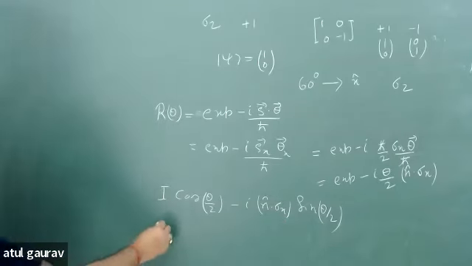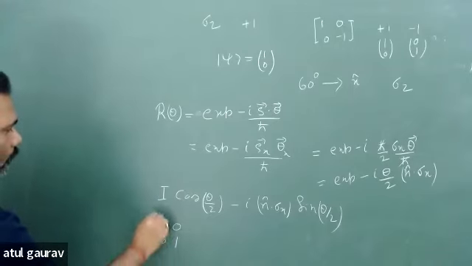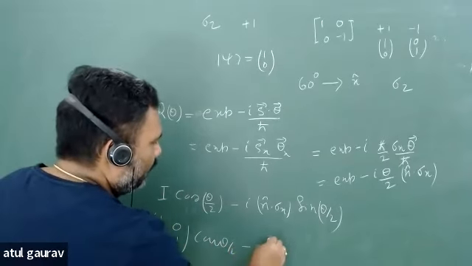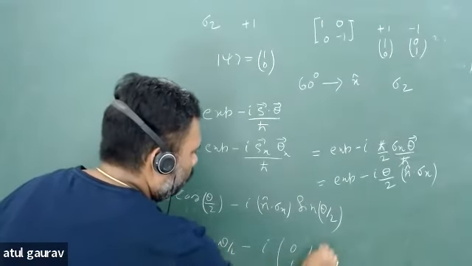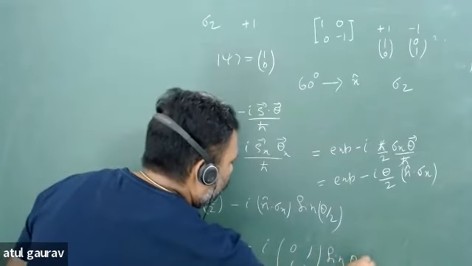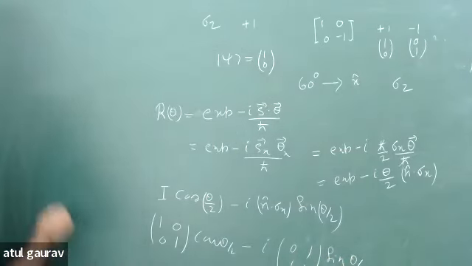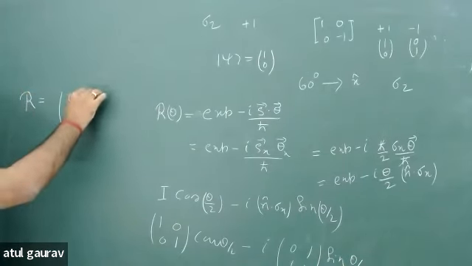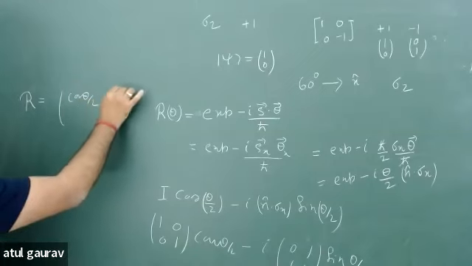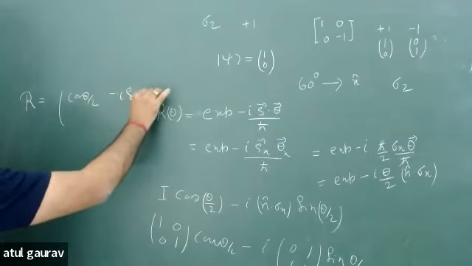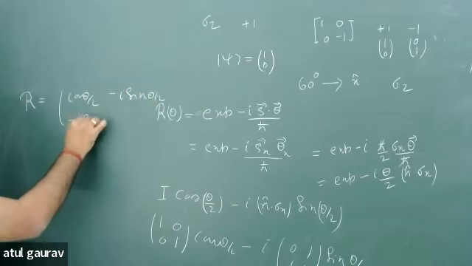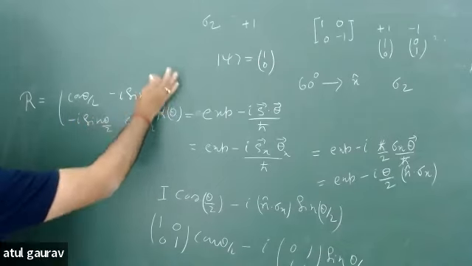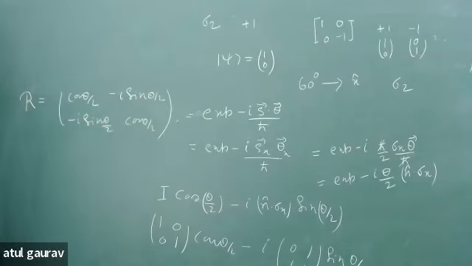So this is your identity operator. So you have the matrix 1 0 0 1 times cos theta by 2, minus I times the matrix 0 1 1 0 times sin theta by 2. So your rotational operator here is identified as cos theta by 2, minus I sin theta by 2, minus I sin theta by 2, and cos theta by 2. Isn't it?